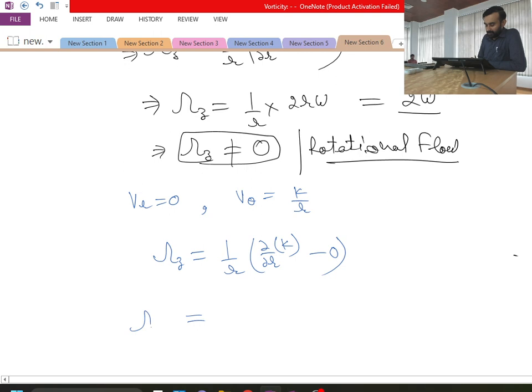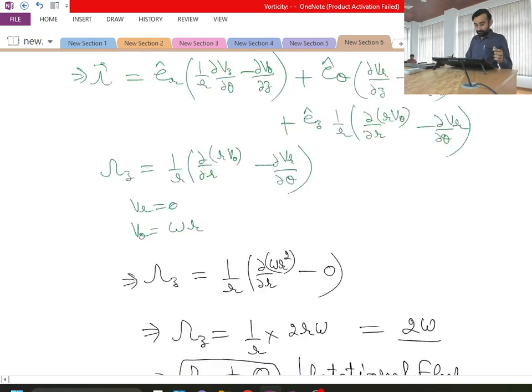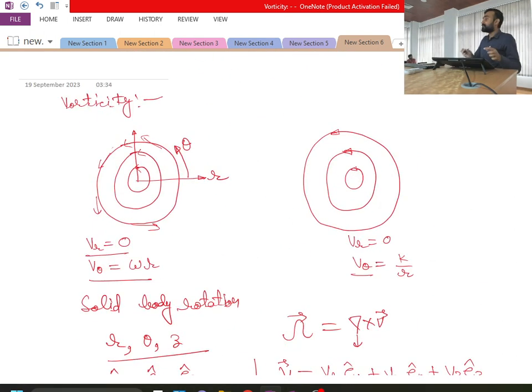So ultimately I will be getting omega z equal to 0. If it is 0, it means my flow field is irrotational. So one important conclusion we made from here: even though in both situations our streamlines look like they follow a circular path, it does not mean that the flow is rotational. We should not go by visualization, but quantify it in terms of the vorticity vector.